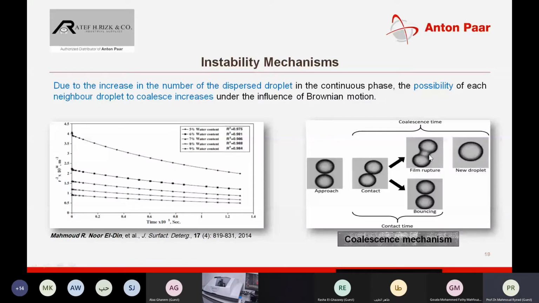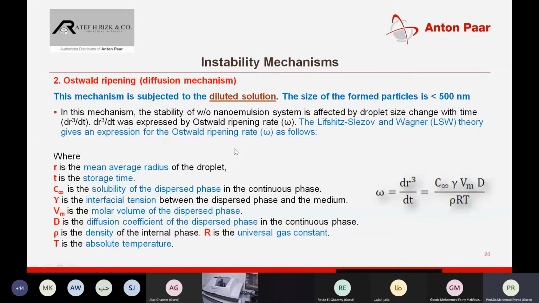The second mechanism for instability is Ostwald ripening, or the diffusion mechanism. This mechanism applies to diluted solutions. The size of the formed particles is less than 500 nanometers.